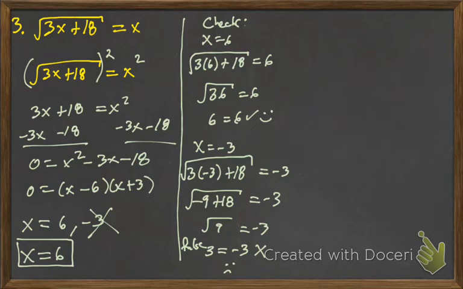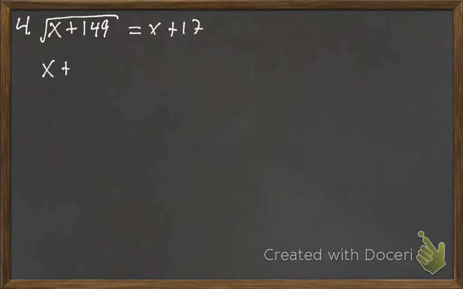Let's go ahead and look at another one. So here we have the square root of x plus 149 equals x plus 17. The radical is already isolated, so we'll go ahead and square both sides of the equation.